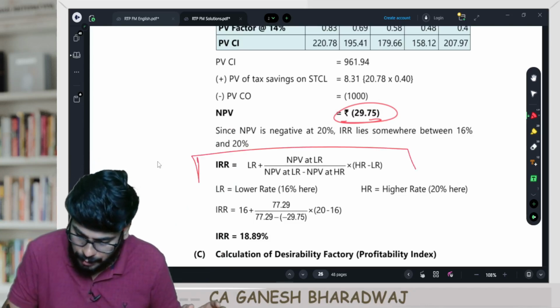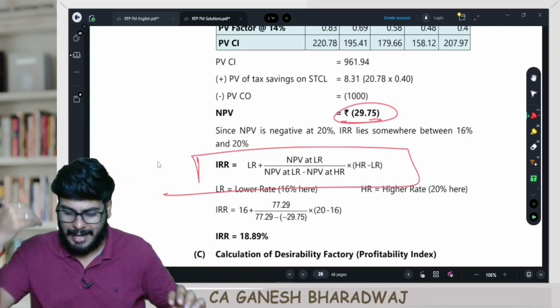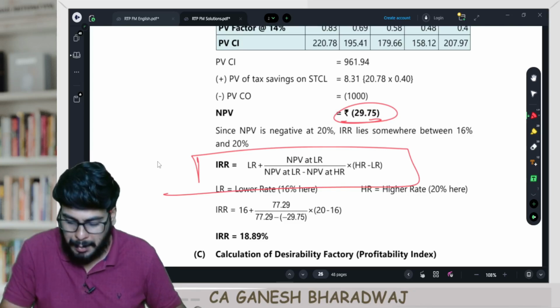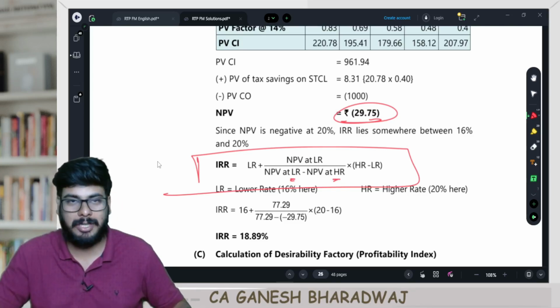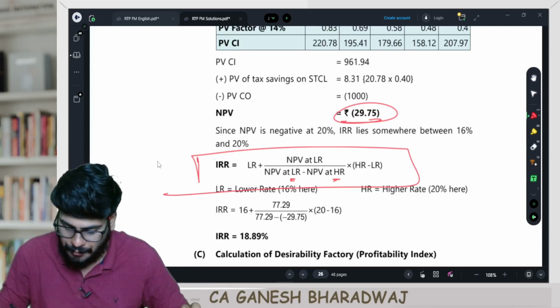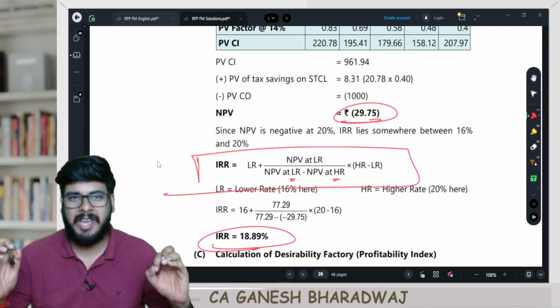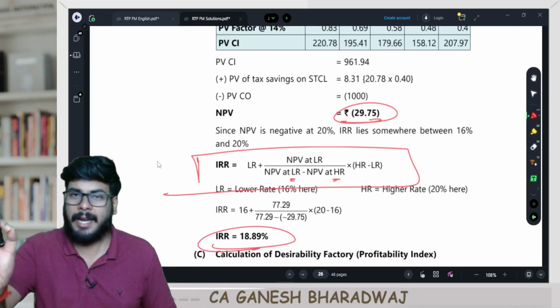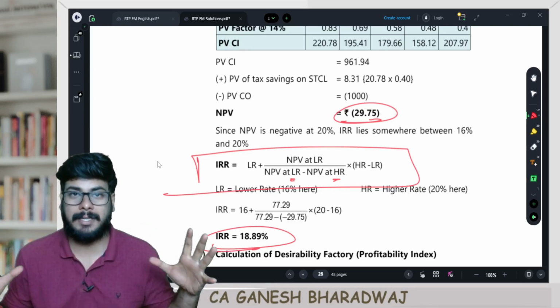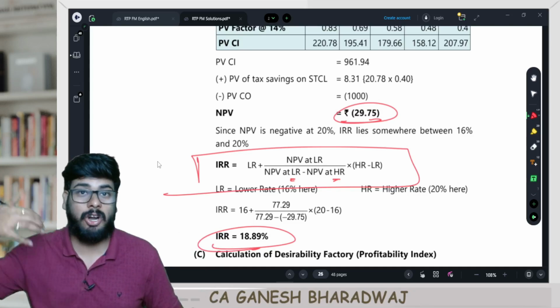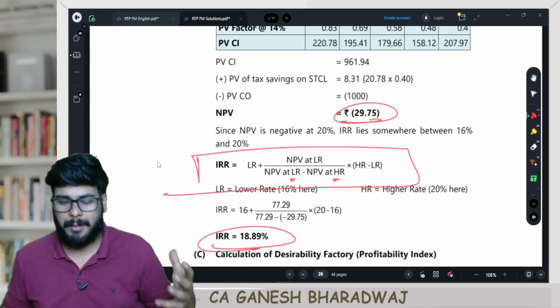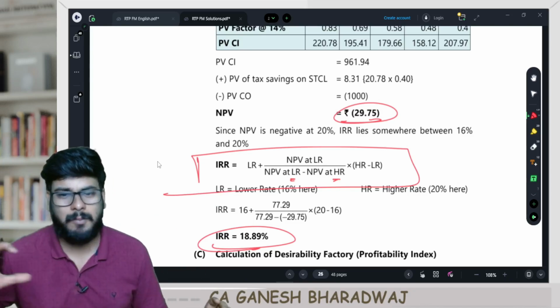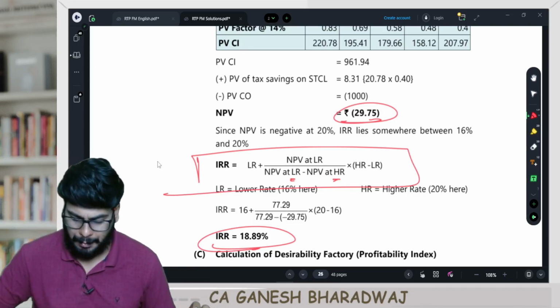You interpolate using this formula: lower rate plus NPV at lower rate divided by NPV at lower rate minus NPV at higher rate into the difference between the two rates of 4%, that is 20 minus 16%. If you do all this, you get an IRR of 18.89%. This is direct formula substitution, no complexities here. Are you clear with this? Right? This is not one of those complicated case study based capital budgeting questions. Pretty much straightforward. It's more computation driven, just like any other capital budgeting question, right?